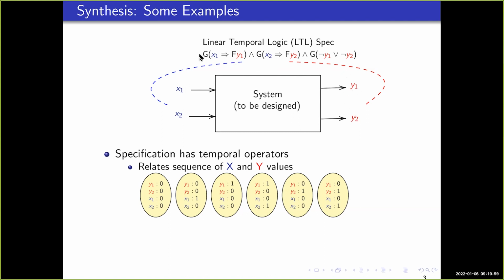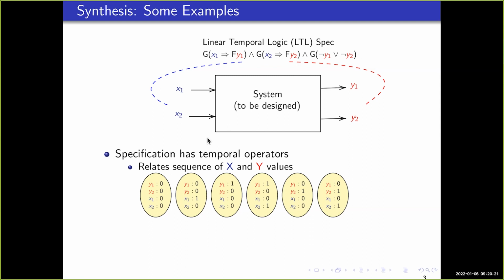Okay. So this looks like an interesting specification. It's talking about a very simple arbiter, two input, two output. And note that this specification is not telling us how we should design this system. This is just telling us what is the relation we expect between the inputs and outputs of the system.